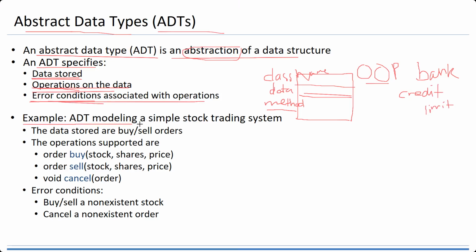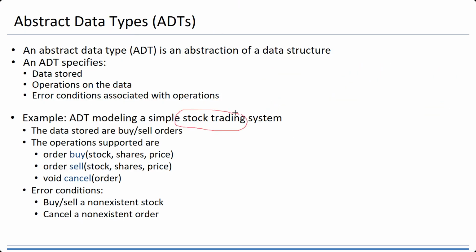Let's say I'm having an ADT for the simple stock trading. So if we use the stock trading, it means we have the data. Okay, you need to think about data. So the data would be the stock itself. How many stocks do you want to buy? How many stocks do you want to sell? And then we have the operation.